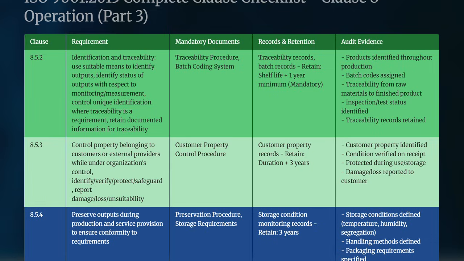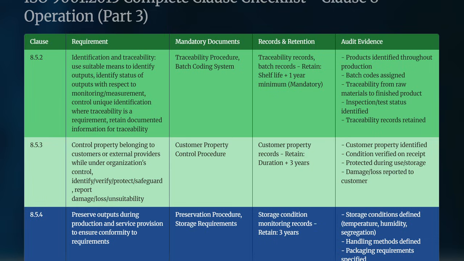And then in clause 8.5.3, it requires you to control property belonging to customers or external providers while under the organization's control. You need to identify, verify, protect, and safeguard those properties and report any damage, loss, or unsuitability. The documents you need to have here are customer property control procedures, and the records you need to have along with those procedures are customer property records, with retention for the duration of the customer plus 3 years.